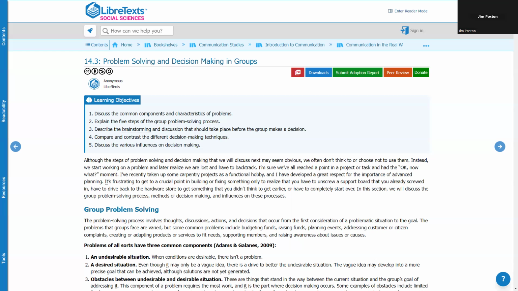In this section, we will discuss the group problem-solving process, methods of decision-making, and influences on these processes. Heading: Group Problem-Solving.